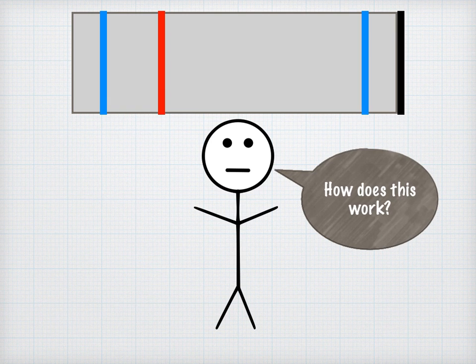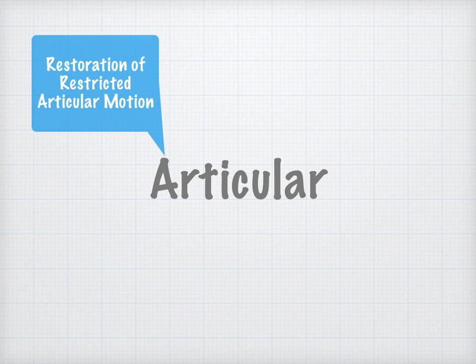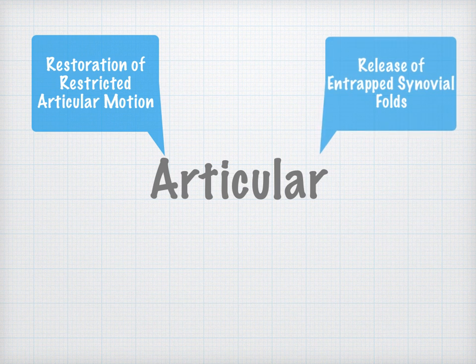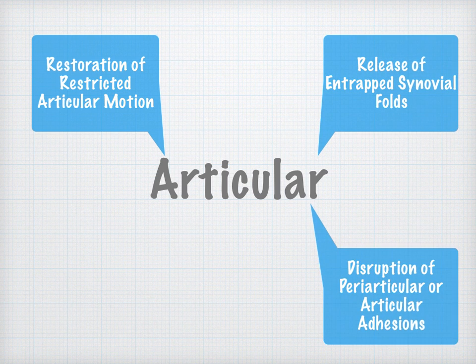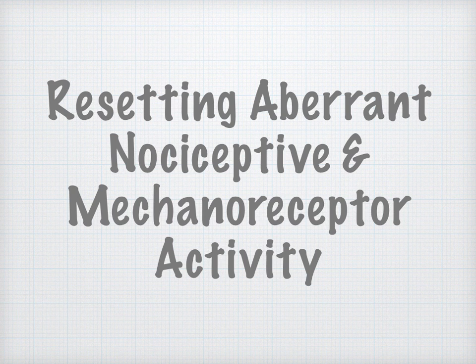So, how does it work? There are several proposed mechanisms. However, they can be grouped into one of two categories. The first is articular and includes restoration of restricted articular motion, release of entrapped synovial folds, disruption of para-articular or articular adhesions, and vacuum theory or cavitation. The second is resetting aberrant nociceptive and mechanoreceptor activity.